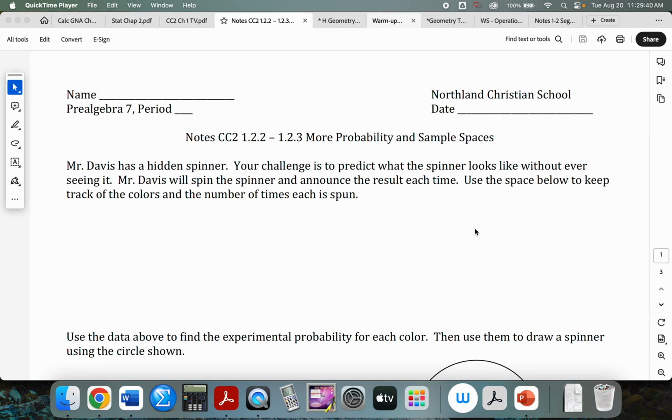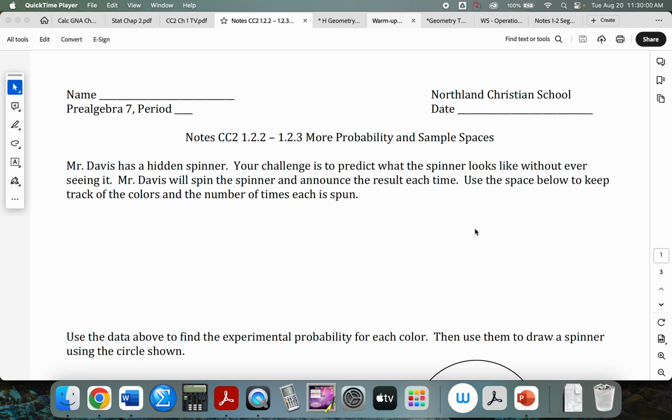Today we're going to talk a little bit more about probability. We're also going to talk about something called sample spaces. Now, I have a hidden spinner. I'll show you the spinner in just a second, but it's not going to show you what colors are on it or even how many colors there are on it.